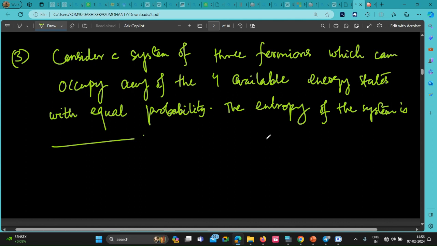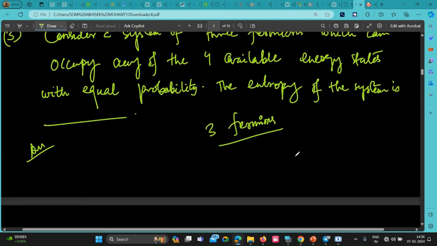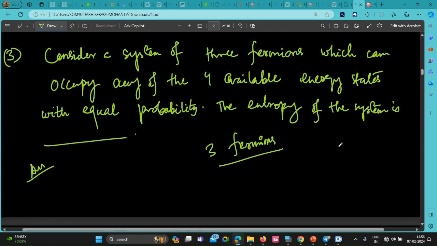Consider a system of three fermions which can occupy any of the four available energy states with equal probability. The entropy of the system is... Three fermions are there which can occupy any of the four available energy states. Okay, there are four available energy states. It's three fermions with equal probability. So how can we see four available energy states? One, two, three. Three fermions are there. So how can we see?